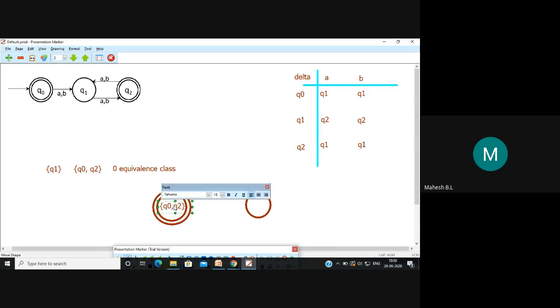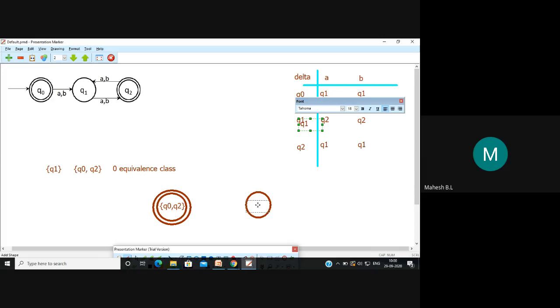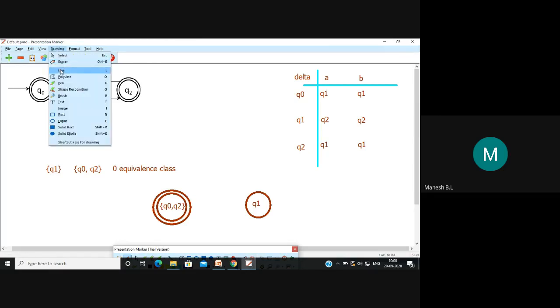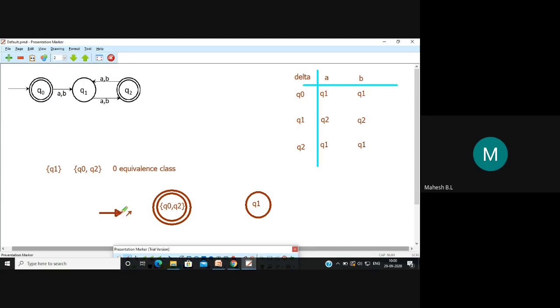Then there is another state, Q1, which is the rejecting state. Okay, now let's complete the transition. You know that Q0 is the initial state, in which class it is? In this particular class, that state itself is going to be the initial state. So this is the initial state.